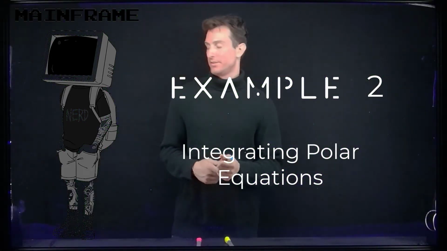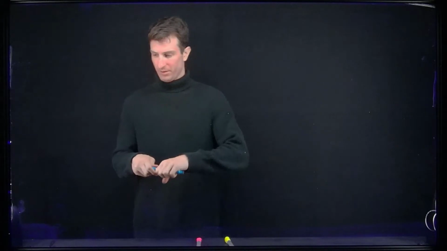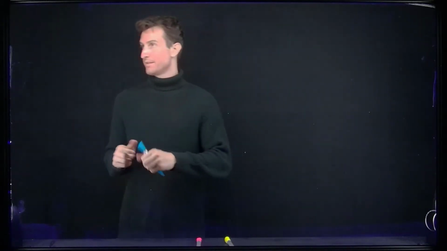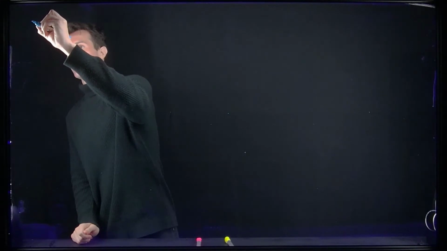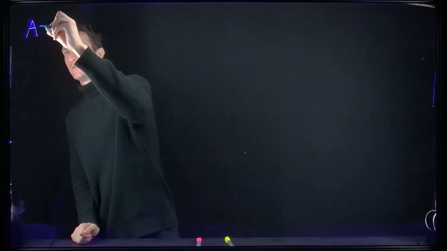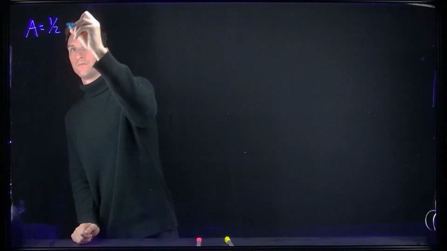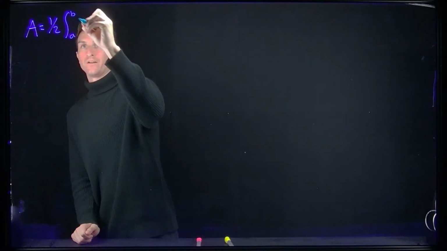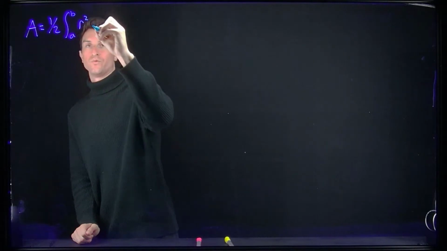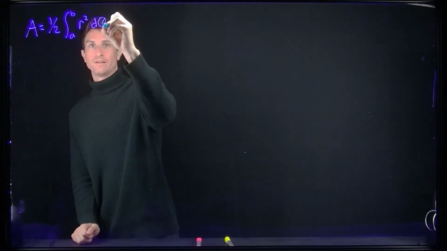All right, let's do one more similar, right? So I'll remind us of the equation. What is it? Area is equal to 1/2 integral from a to b, which are angles, r squared d theta. So this is what we're going to need.